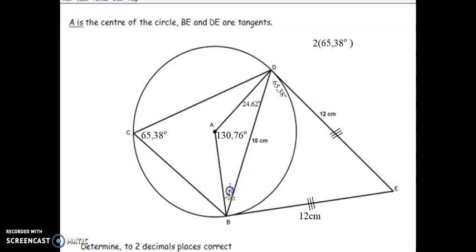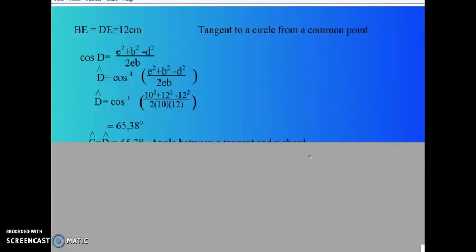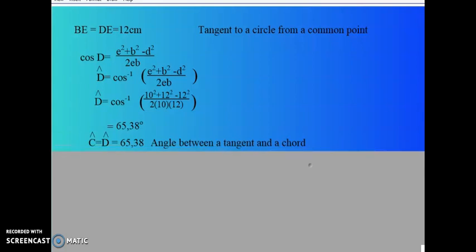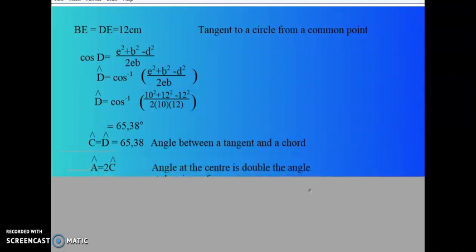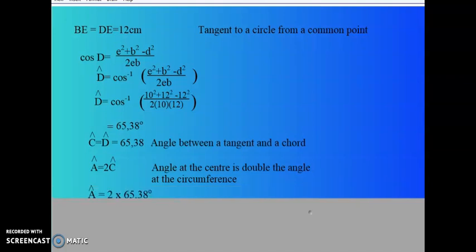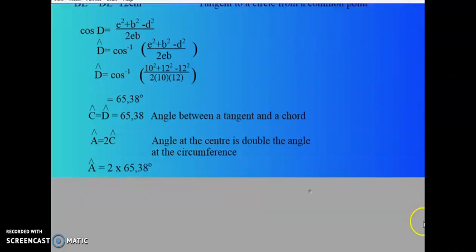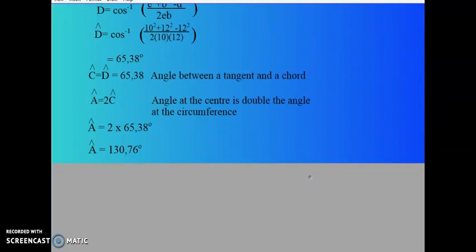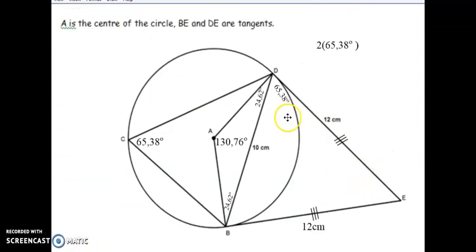Right? So my formal writing up will be angle C is equal to angle D is equal to 65,38 degrees, the angle between a tangent and a chord. Then I will say the angle at the center, which is angle A, is equal to 2 times angle C. The angle at the center is double the angle at the circumference. So 2 times 65,38 degrees gives me 130,76 degrees.